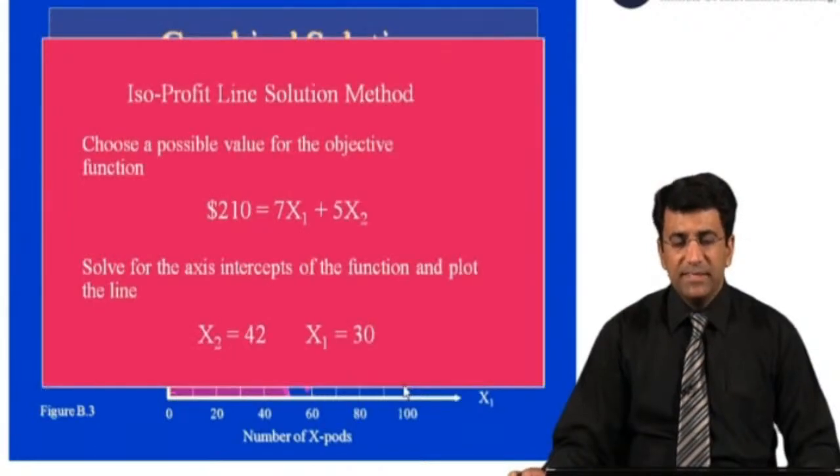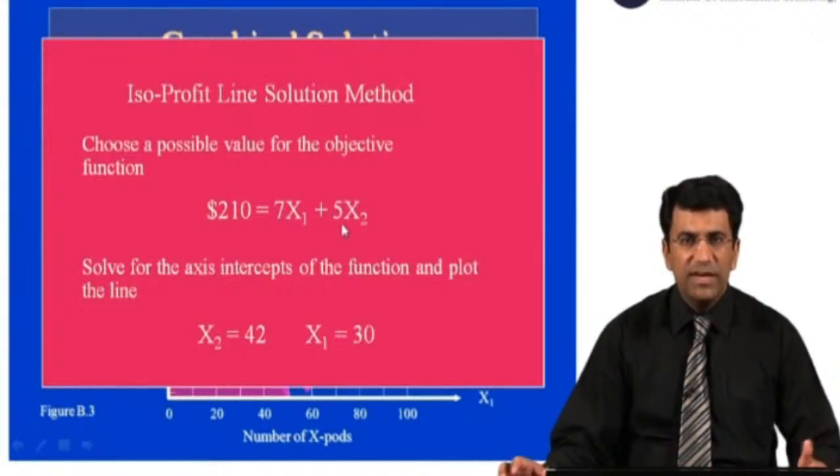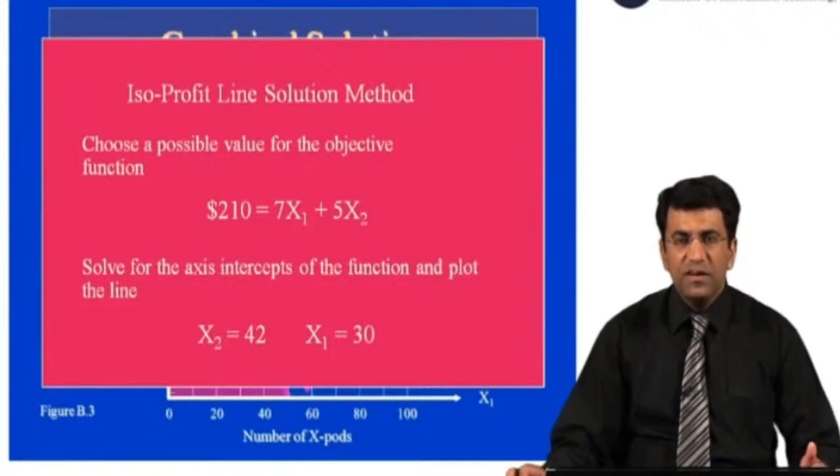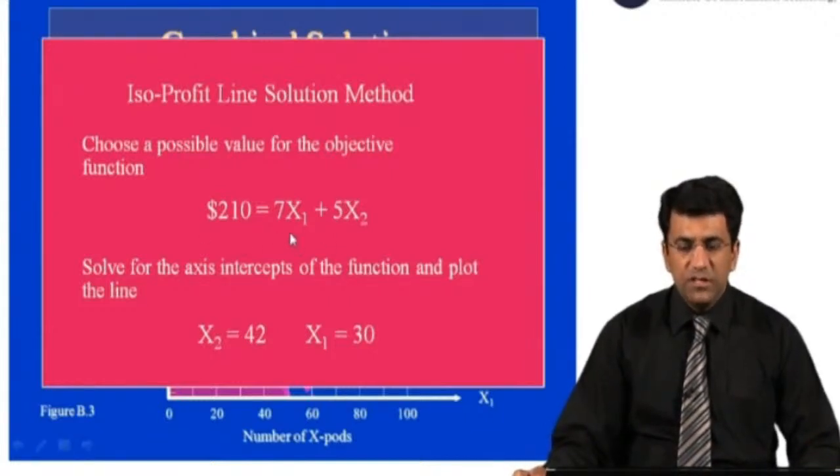Now what we'll do next, we will have to draw a profit line on this particular graph. For that particular purpose, we choose a possible value for the objective function. Now this method is known as iso profit line solution method. This is our objective function, that is objective function is equal to 7x1 plus 5x2, but in this particular case we have taken a hypothetical value. You can take any value. Suppose we are taking that objective function as 210, then this will be the equation for the objective function, and we will solve again this equation.